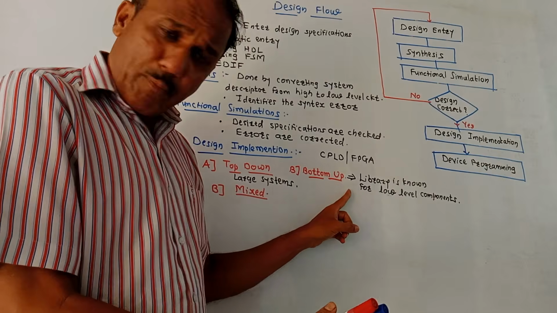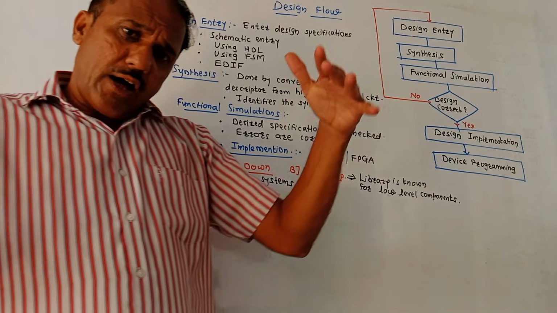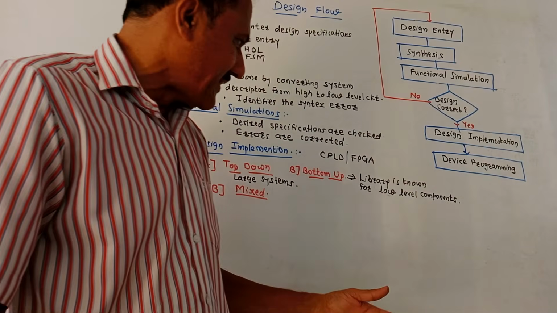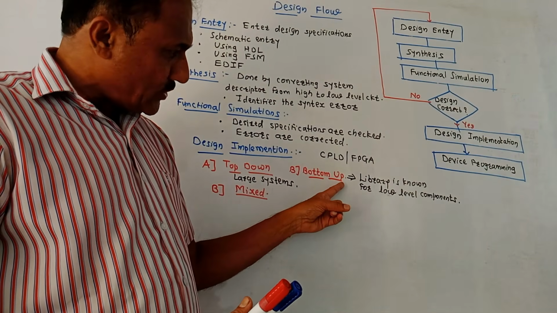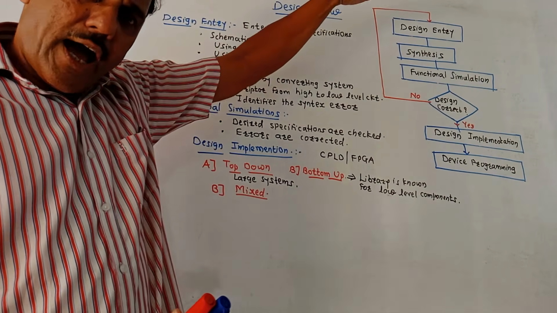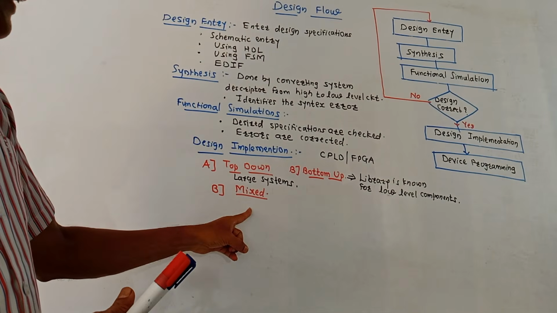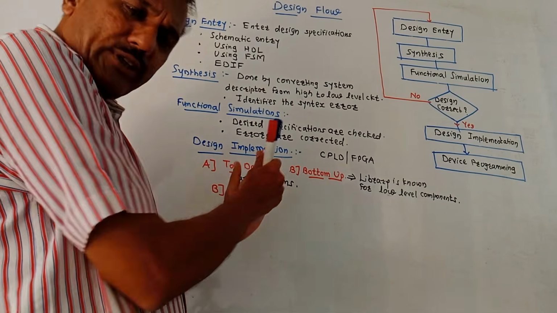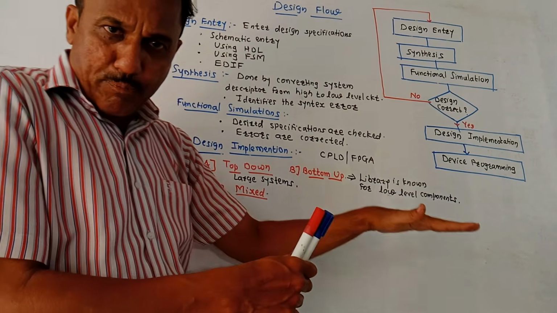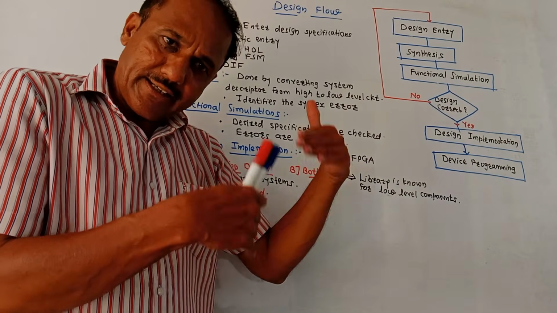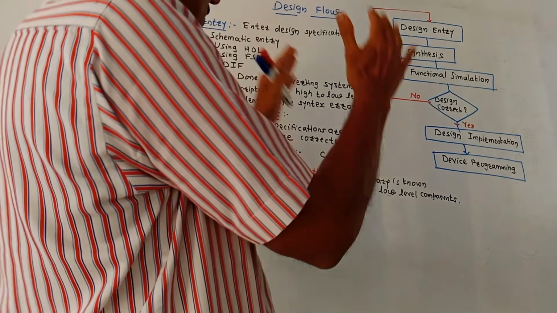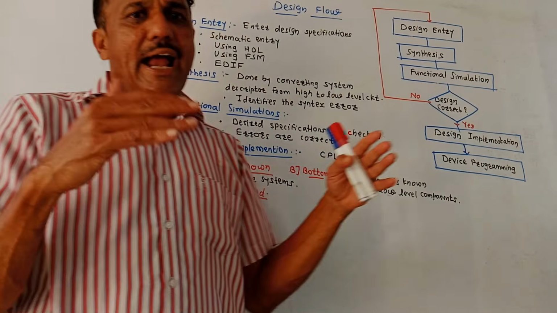Quite opposite, bottom-up approach. If we know the library of devices, that means final devices, then this bottom-up approach is used. That means we have to start from low level component designing up to the high level, that is final designing. And third is the mixed design, which makes use of both the approaches. Initially we start from top-down and reach up to the medium level designing, and then again go on using the bottom-up approach. So this is the design flow as far as CPLD and FPGA are concerned.